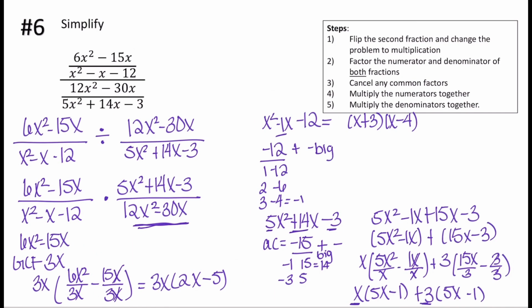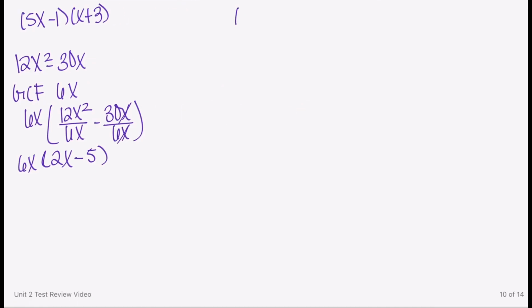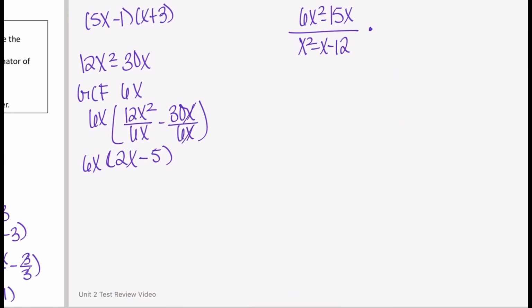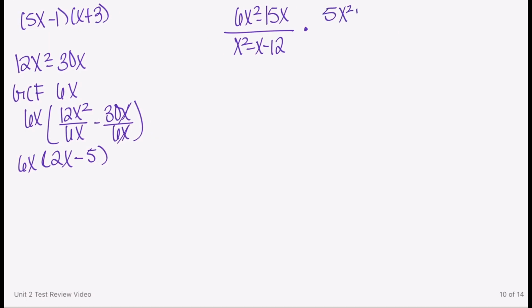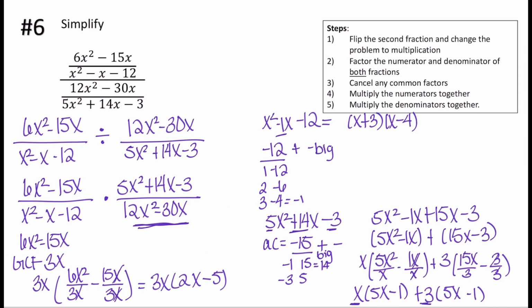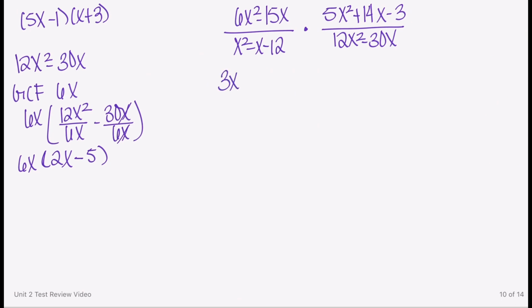So now let's go back to the original problem, right? We have 6x squared minus 15x over x squared minus x minus 12, times 5x squared plus 14x minus 3 over 12x squared minus 30x. I'm just reminding you of what we were doing because I'm going to replace all of these with the factored form. So 6x squared minus 15x, I'm going to write as 3x times 2x minus 5. That's what we found when we factored.